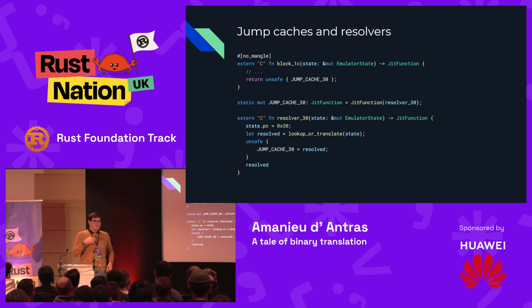The problem is when we generate the code, we don't necessarily know in advance the target of the jump, which may not have been translated yet. And that's what the resolver is for. So the resolver is only called once, the first time the jump cache is used. And it just performs a lookup and updates the jump cache to point to the resolved address.